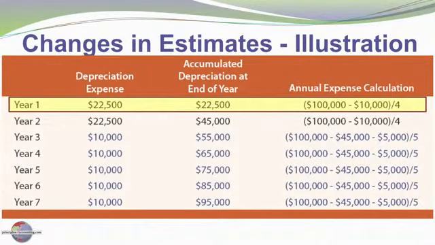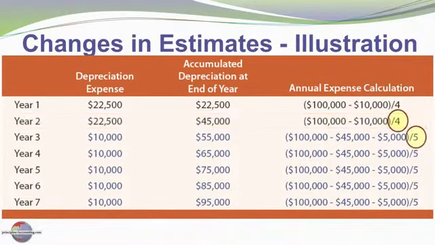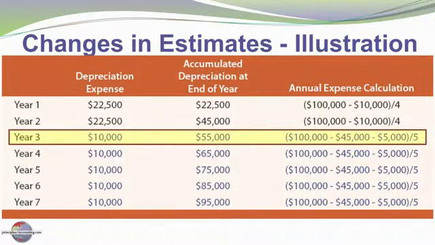The first year we took $22,500. The next year we took $22,500. But in year 3 we're changing our estimates. We're changing from a 4-year life to a 5-year life. And we're changing from a $10,000 salvage value to a $5,000 salvage value. The depreciation already taken is $45,000, so our cost of $100,000 minus the depreciation already taken leaves us $55,000 of remaining cost, $5,000 of which will be recovered through salvage value.